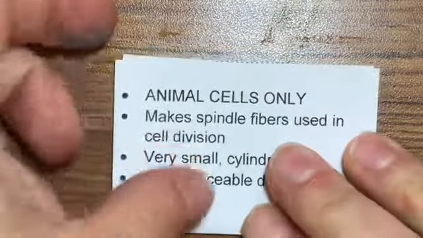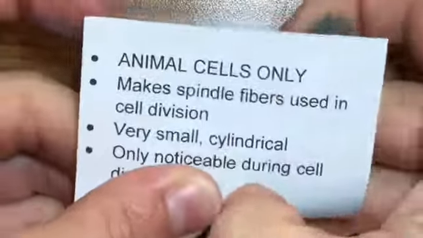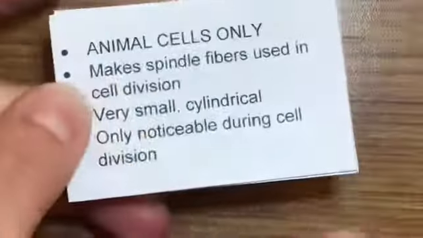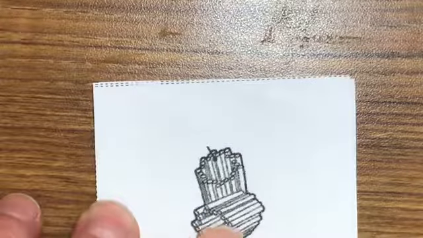Okay, so animal cells only. Make spindle fibers used in cell division, very small and cylindrical, noticeable during cell division. It's that thing, those called centrioles.